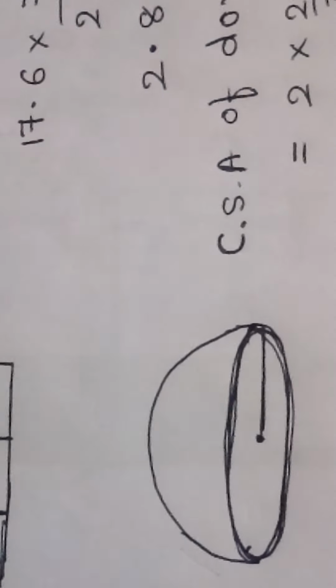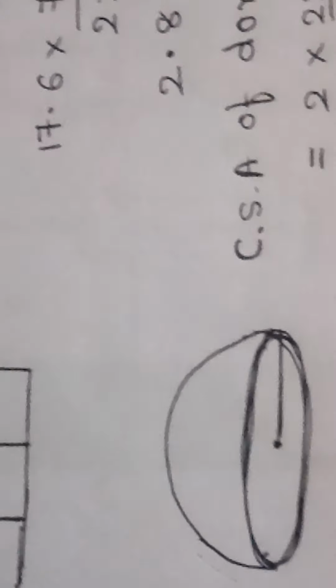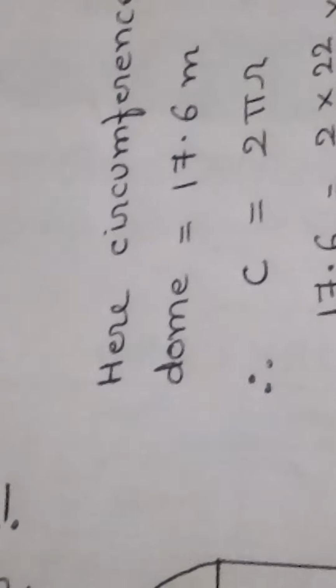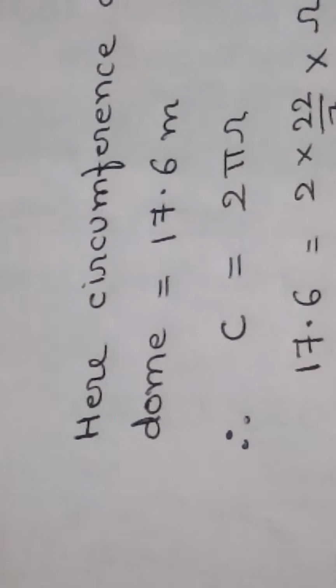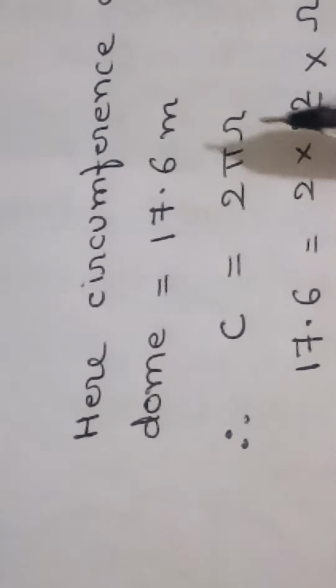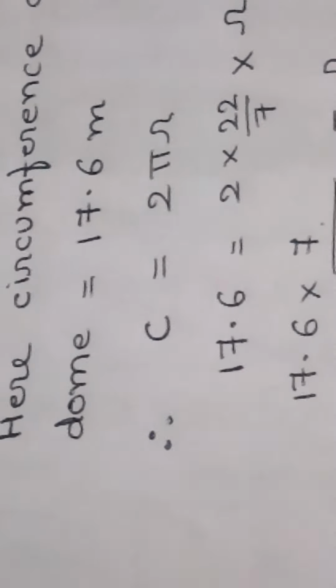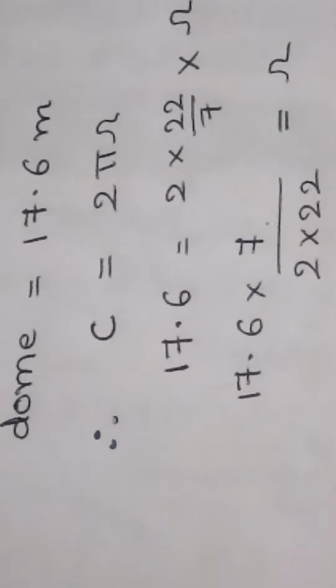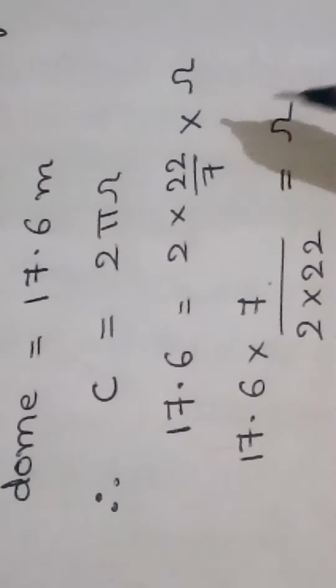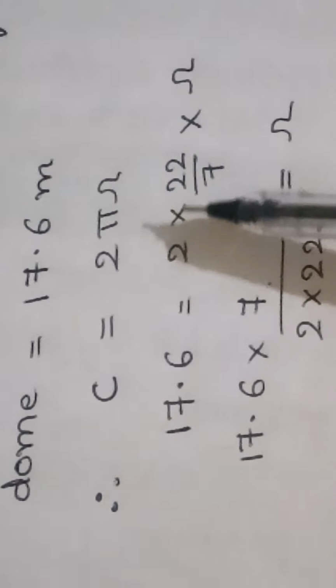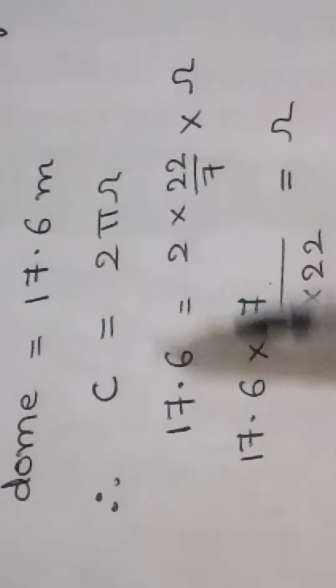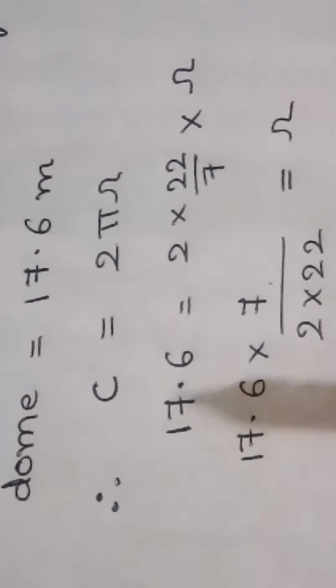Now we know that the circumference of a circle is 2 pi r. So here the circumference of the base of the dome is 17.6 meter, so 17.6 is equal to 2 pi r. We know the value of pi is 22 by 7 and the radius is what we want to find. So taking this 2 into 22 by 7 to the other side of the equal sign, it becomes its reciprocal. So 17.6 into 7 upon 2 into 22.